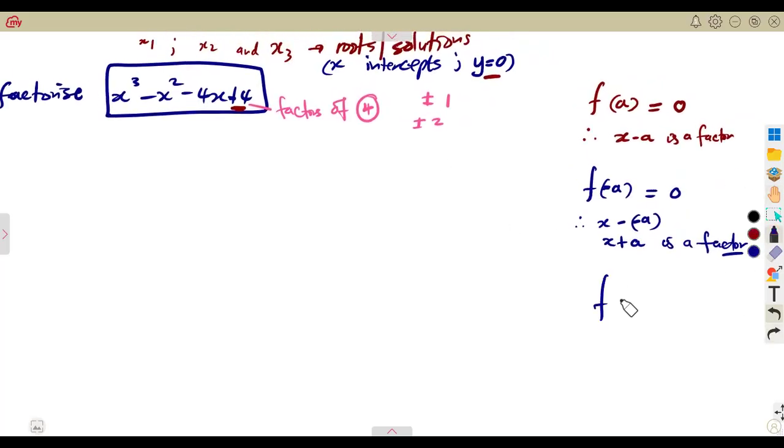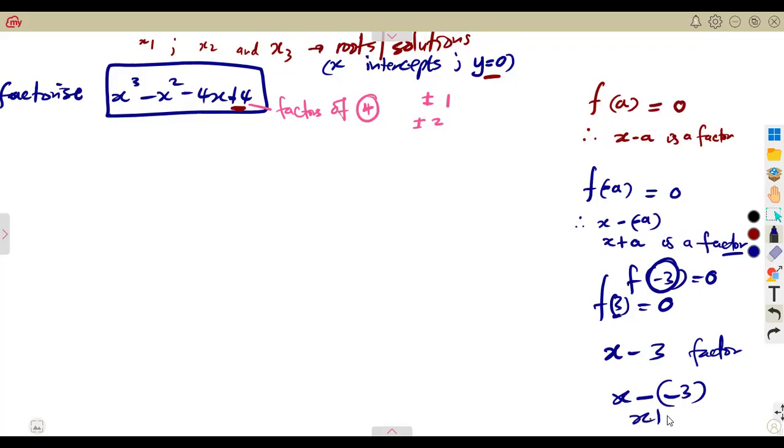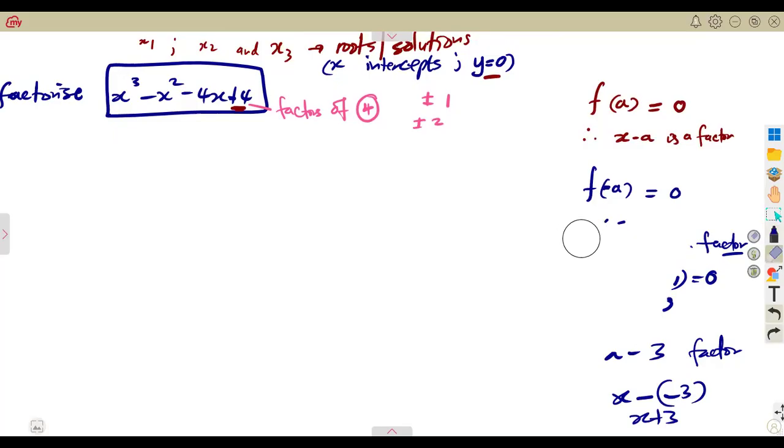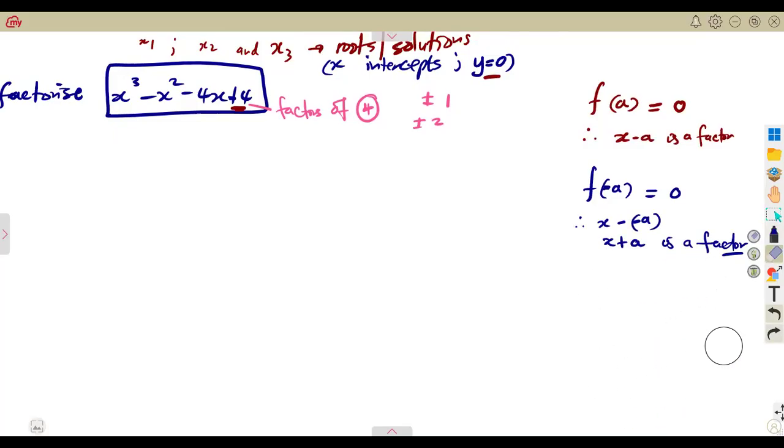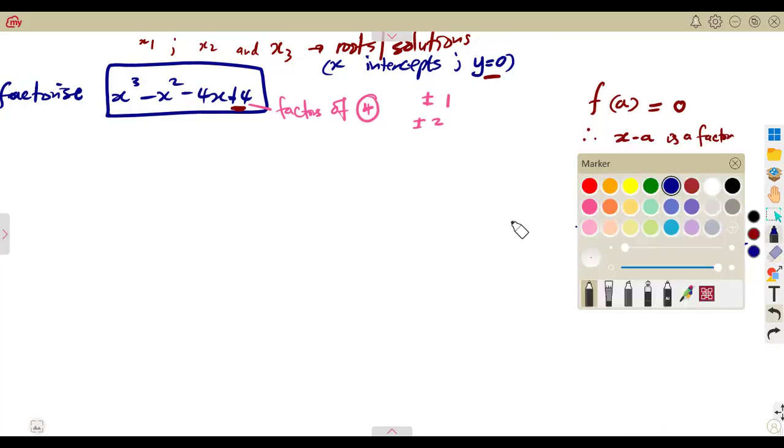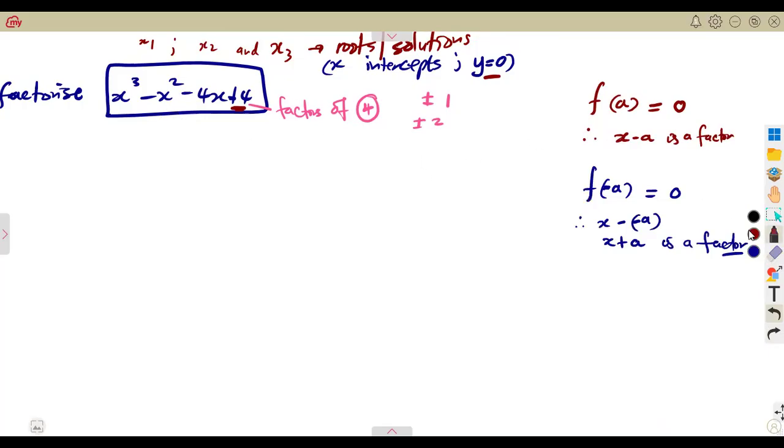So if you substitute a 3 and you obtain a 0, it means x minus this number is a factor. If you substitute a minus 3 and you obtain a 0, it means x minus this number that you substituted, minus 3, is a factor, meaning x plus 3 is a factor. So that is the condition. We are back to that condition that we had before. That's why I said make sure that you go through your factor and remainder theorem. All right, so let's start with these numbers.